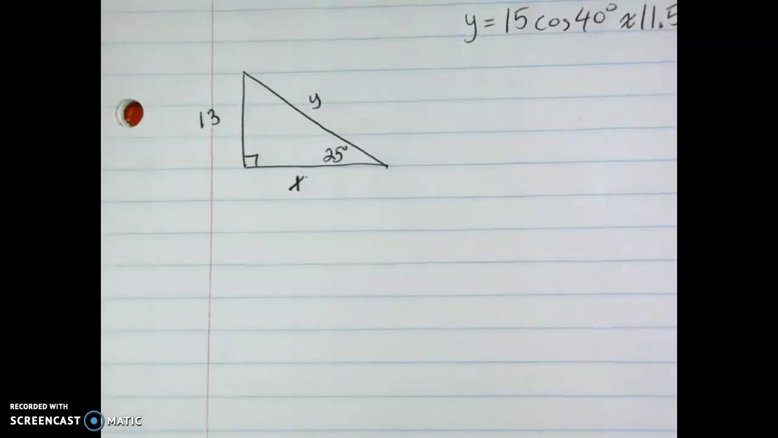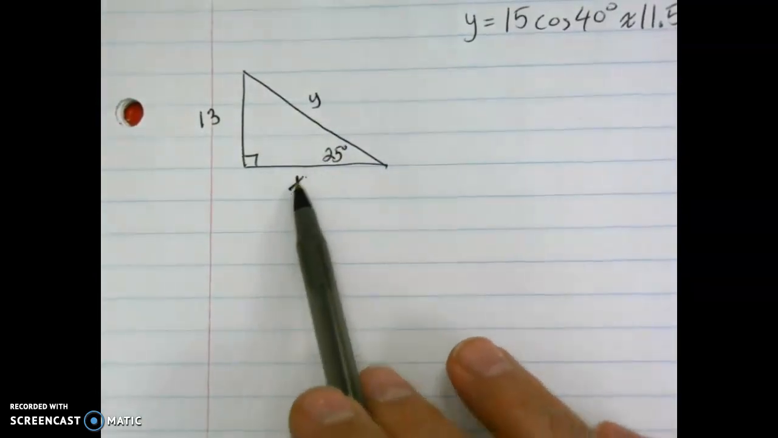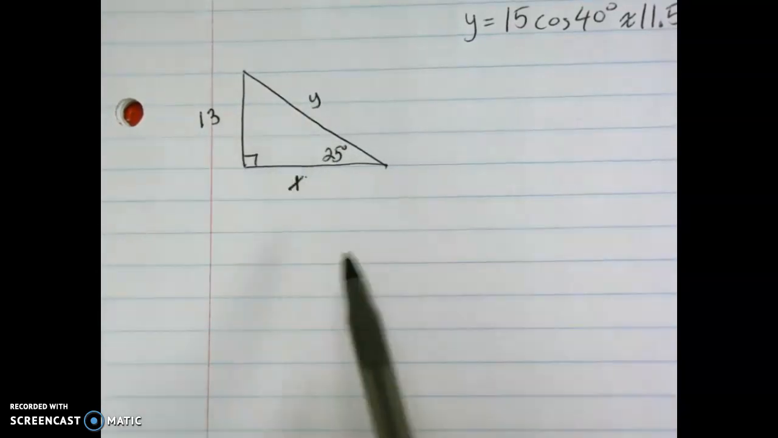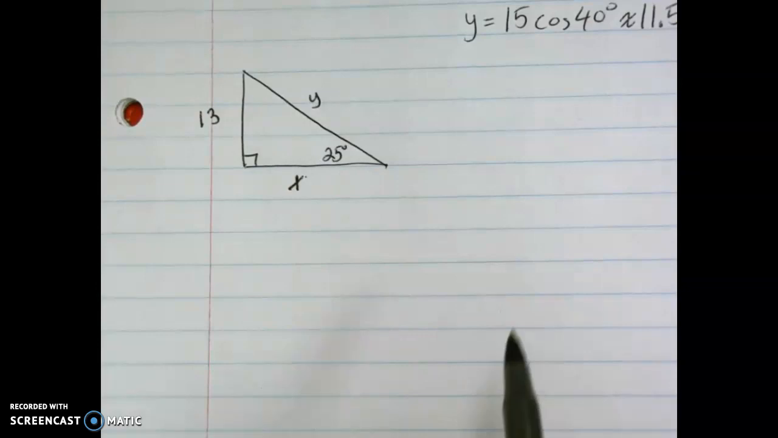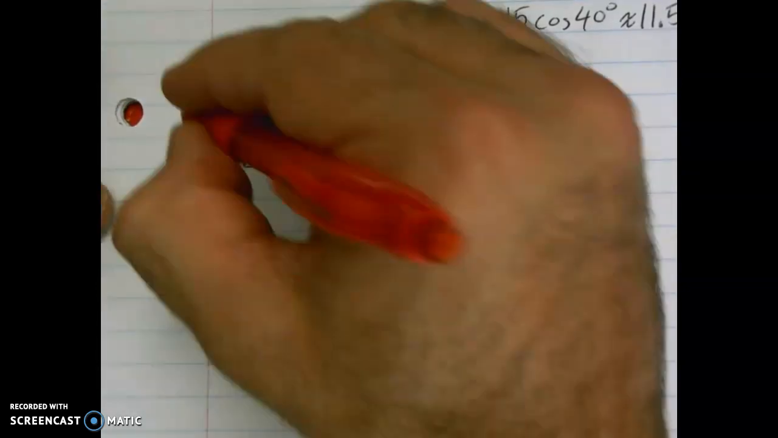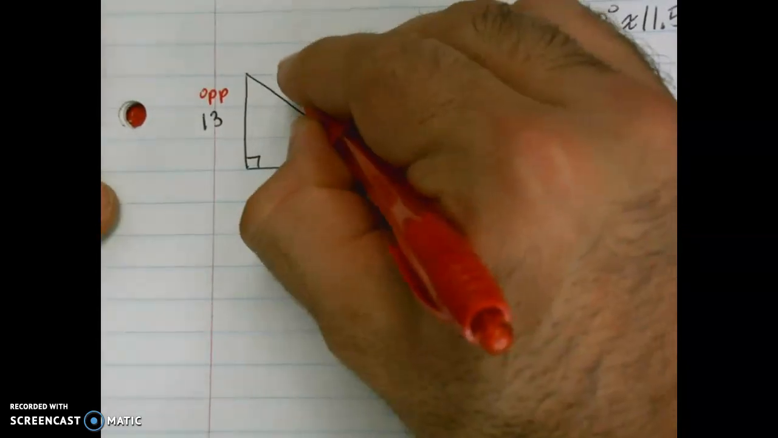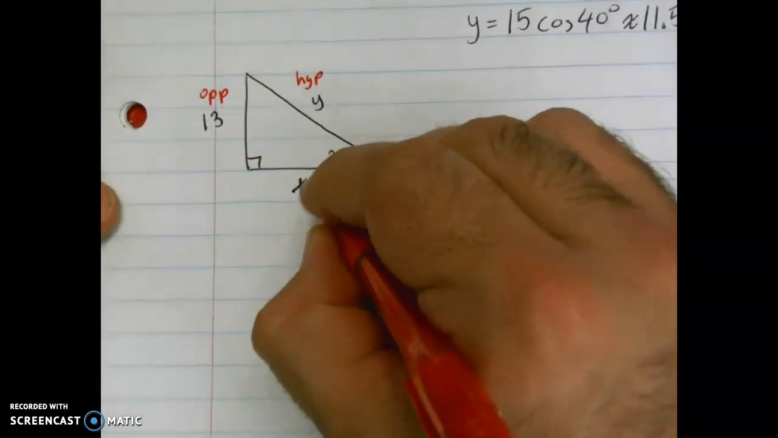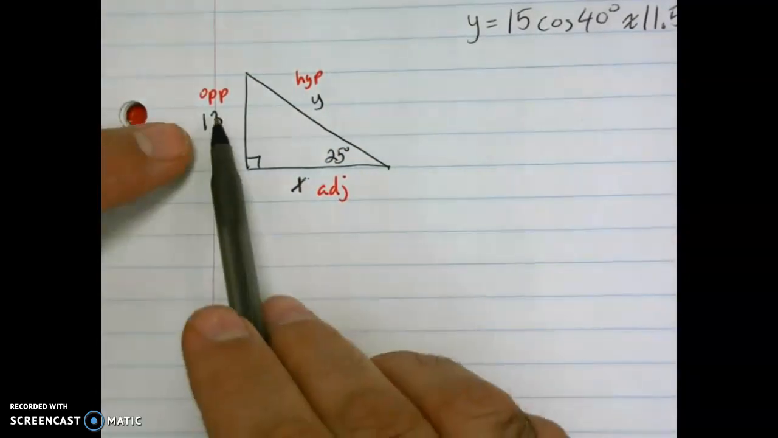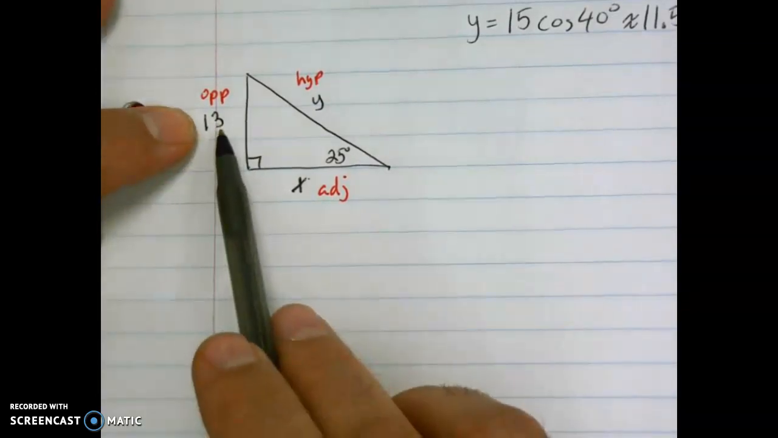So in this situation, I've got an angle that's 25 degrees, and I've got my side x, and I've got my side y, and I've got my other known side that's 13. Okay. So for angle 25, I'm going to still label my opposite, my hypotenuse, and my adjacent side. Okay. So we know that we're going to use the opposite side because that's our known value.